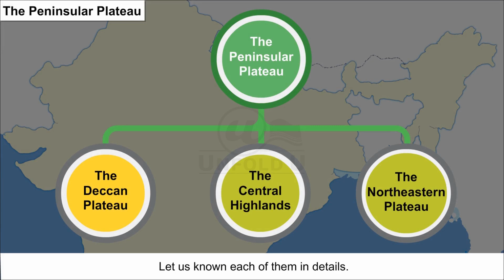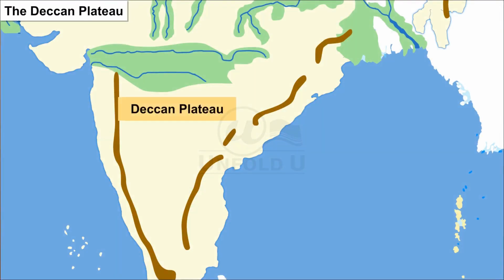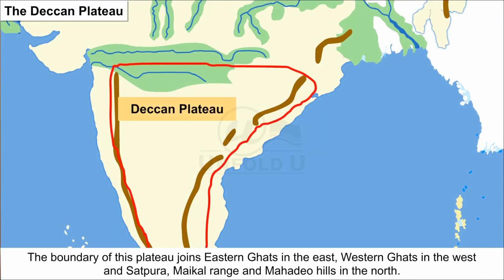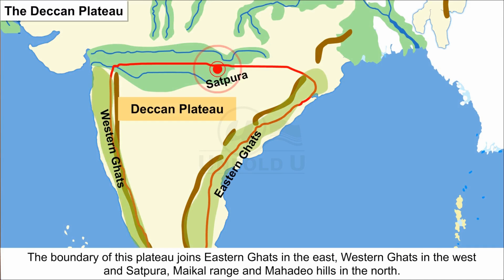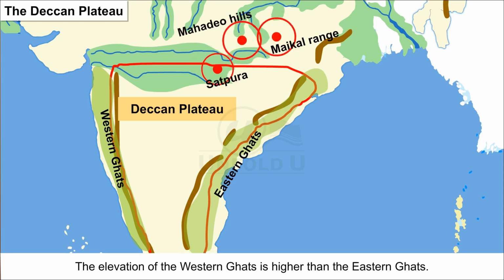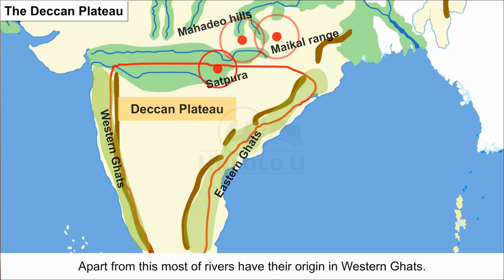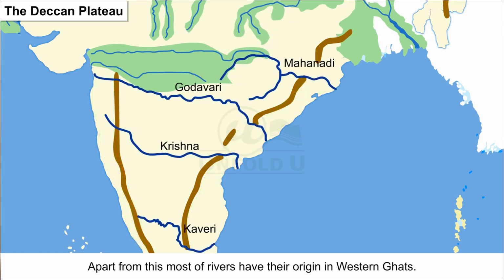Let us know each of them in details. 1. The Deccan Plateau. The boundary of this plateau joins Eastern Ghats in the east, Western Ghats in the west, and Satpura, Maikal Range and Mahadev Hills in the north. The elevation of the Western Ghats is higher than the Eastern Ghats. Apart from this, most of rivers have their origin in Western Ghats.